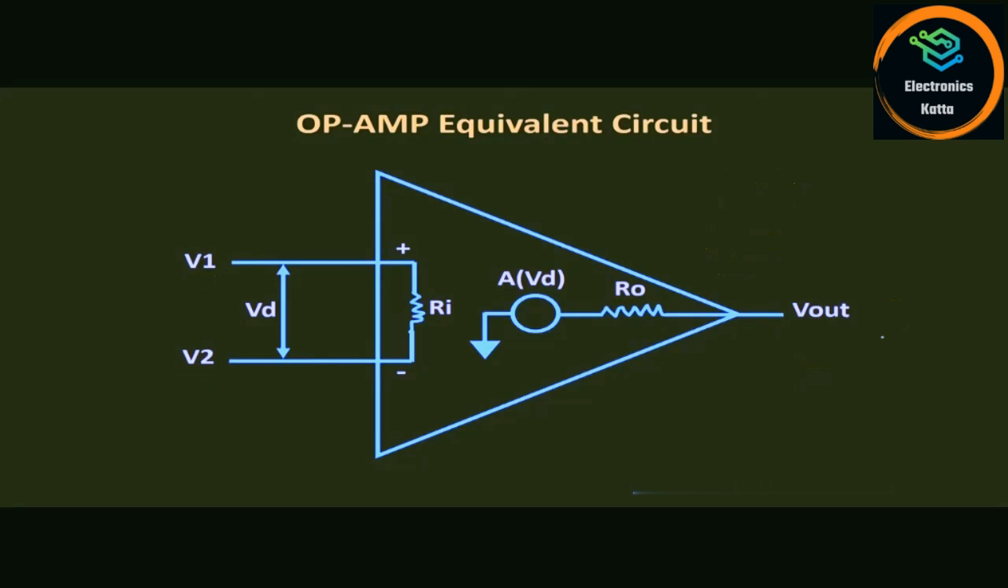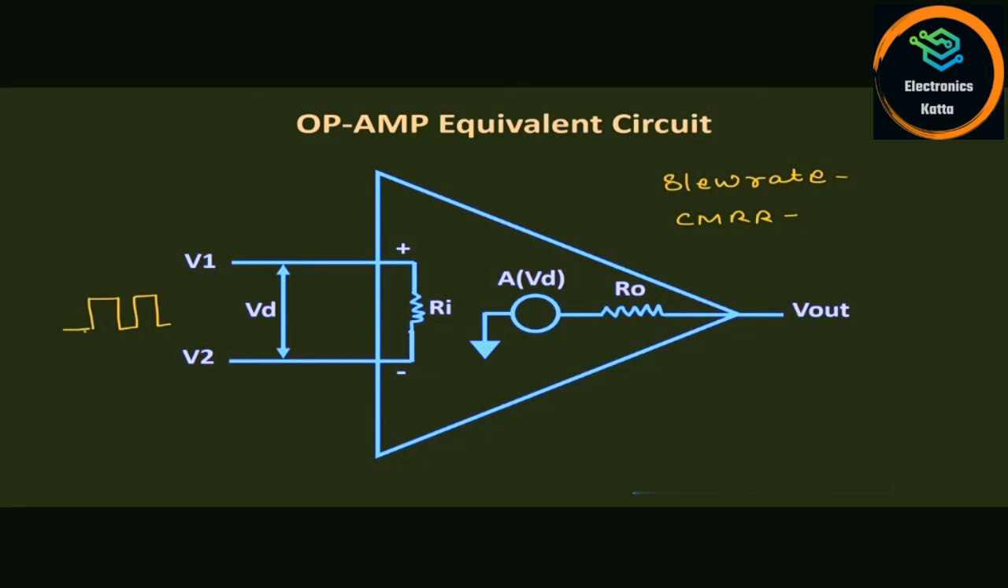Now, apart from these characteristics, there are a few more characteristics of the ideal op-amp, that is slew rate and the common mode rejection ratio. We will see more about these different characteristics in detail in separate videos, but let us see the basics of these characteristics. In a simple way, the slew rate is basically how fast the op-amp is able to reach its final value, and that is particularly useful when we are applying a square wave to the op-amp.